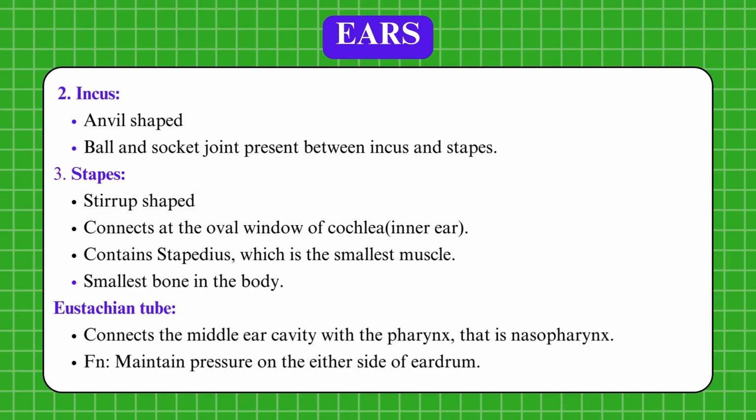3. Stapes: stirrup-shaped. Connects at the oval window of cochlea, inner ear. Contains stapedius, which is the smallest muscle. Smallest bone in the body. Eustachian tube: connects the middle ear cavity with the pharynx, that is nasopharynx. Function: maintain pressure on either side of the eardrum.